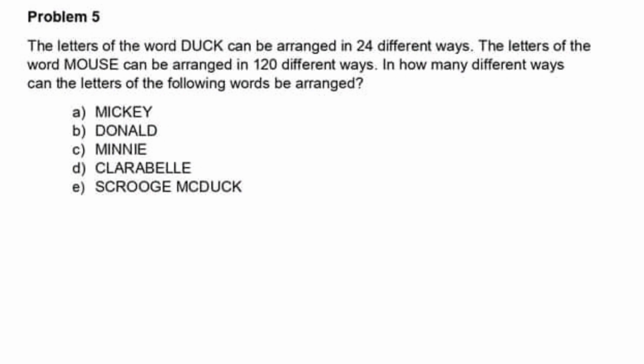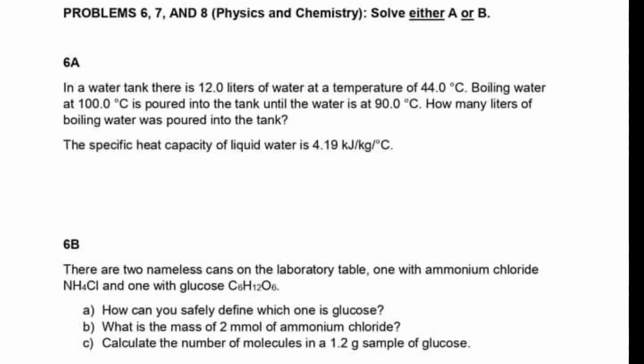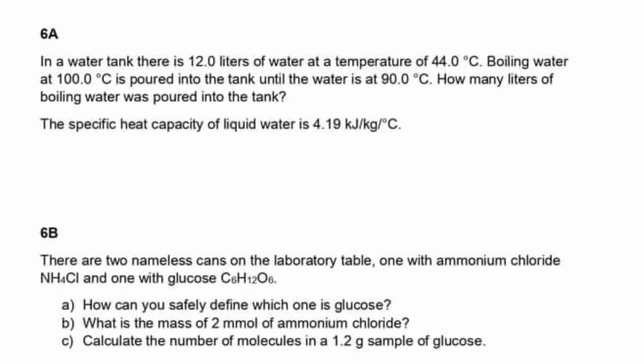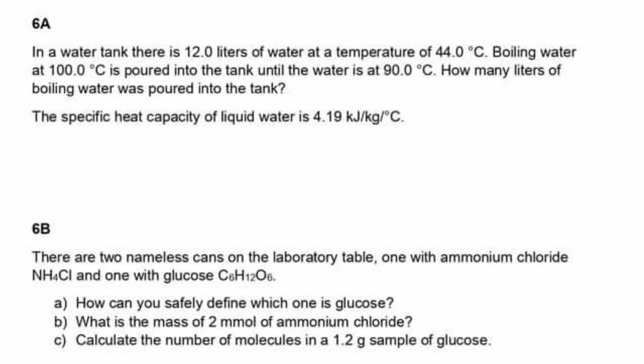Now let's move on to the next problem, problem number 6. Problems 6, 7 and 8 are from physics and chemistry, in which you need to solve either A or B. Let's read the first one, 6A. In a water tank, there are 12 liters of water at a temperature of 44 degrees Celsius. Boiling water at 100 degrees Celsius is poured into the tank until the water is at 90 degrees Celsius. How many liters of boiling water was poured into the tank? The specific heat capacity of liquid water is 4.19 kilojoule per kg per degree Celsius.